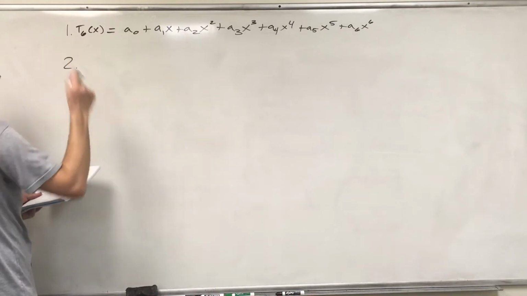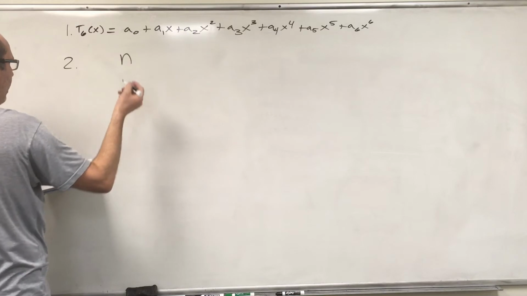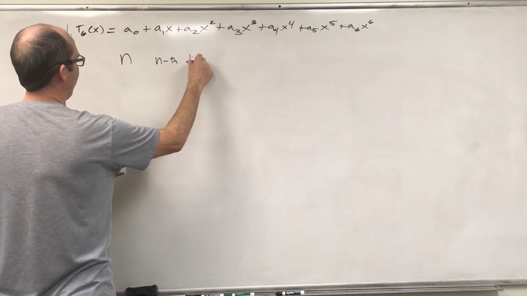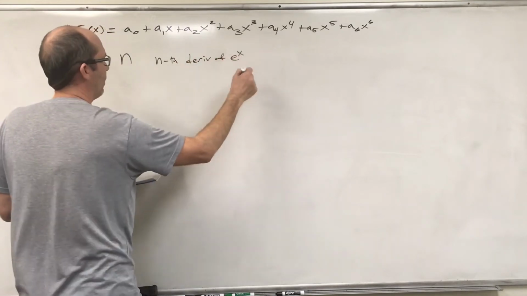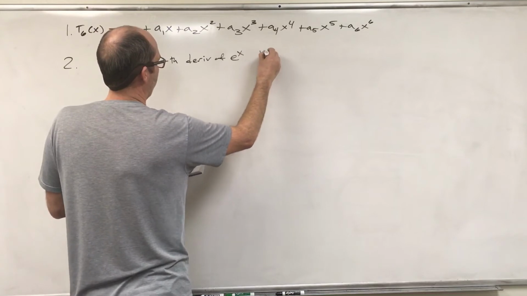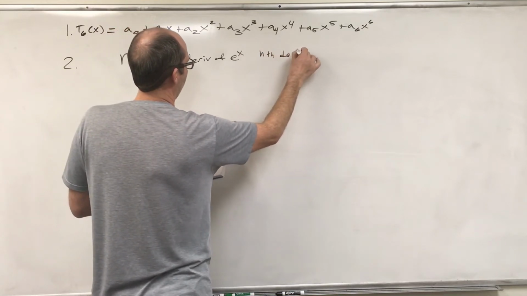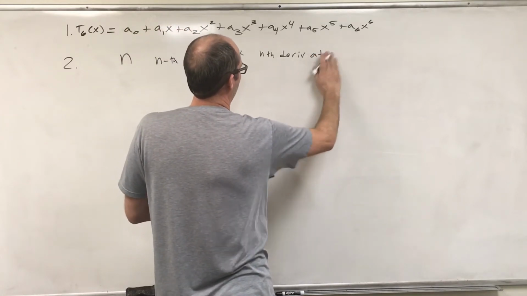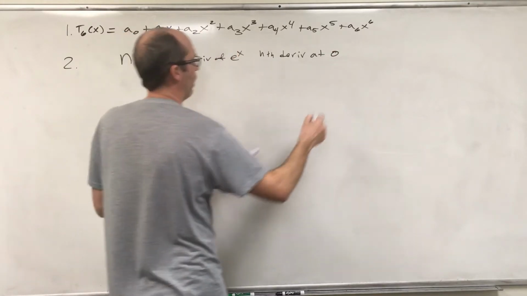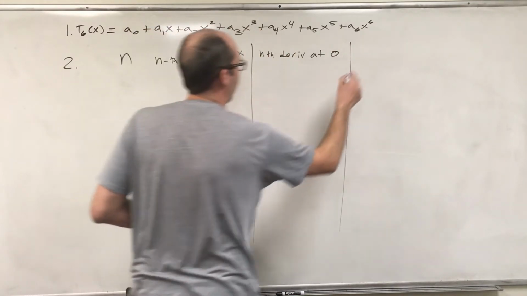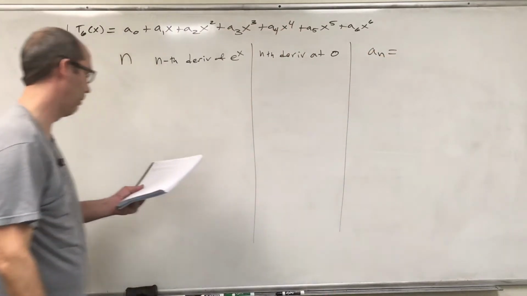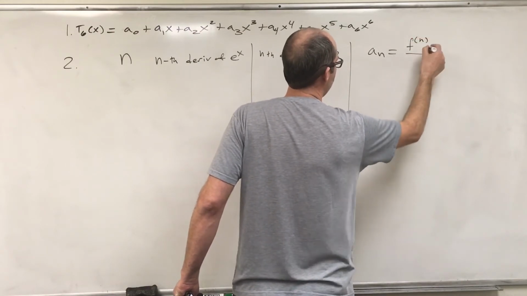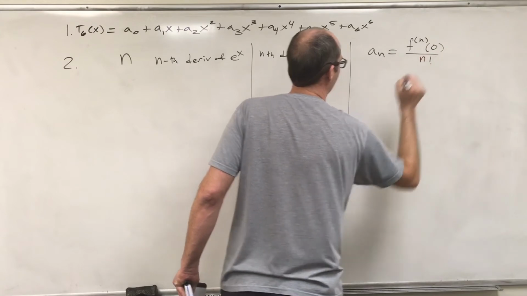Okay, so part 2. Right now we're going to make the table. You've got n, the nth derivative of e to the x, the nth derivative at 0, and then a_n. Now I'll write this last bit for a_n. Remember, this is f^(n) of c, and in this case c is 0, over n factorial.